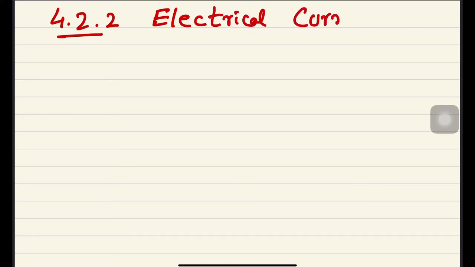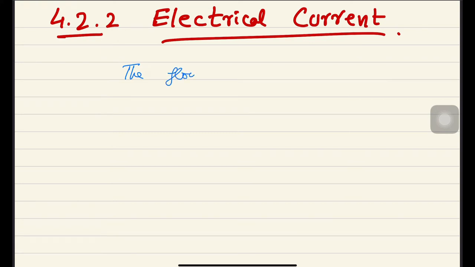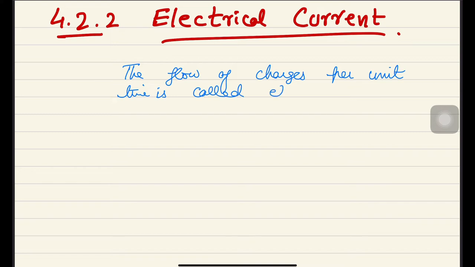Now we have to discuss the concept of electrical current. That is exactly topic 4.2.2, about electric current. We'll discuss its definition first, and then its unit, direction, and everything related to it. So electric current is basically the flow of charges per unit time. The flow of charges per unit time is called electric current.